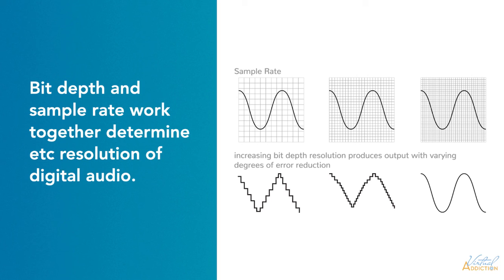Bit depth and sample rate work together to determine the resolution of digital audio. While sample rate corresponds with the frequency content of a recording, bit depth is responsible for the dynamic range. The higher the bit depth, the higher the detail in your audio. You can kind of think of the bit depth as resolution in your camera.